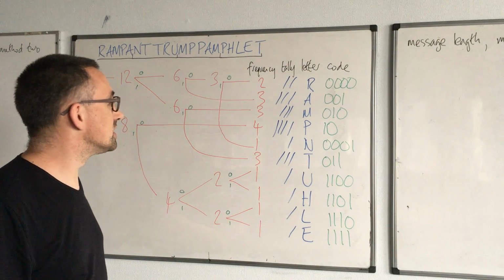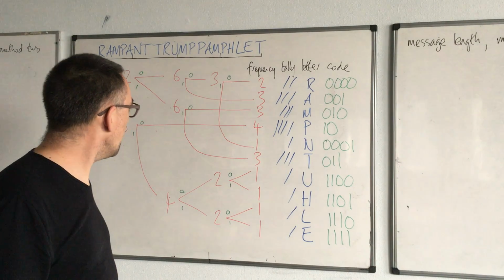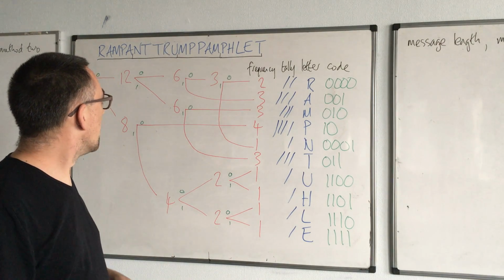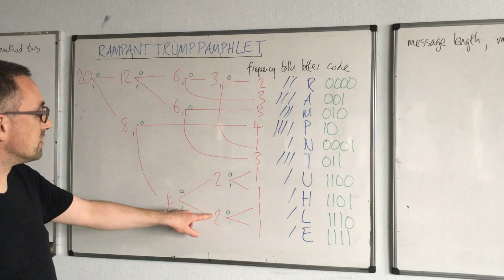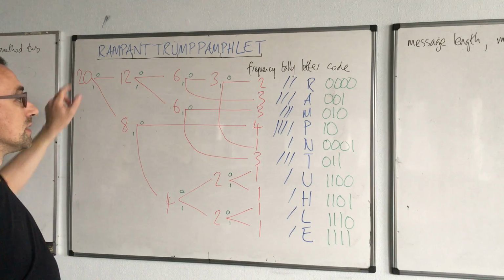So we've constructed a Huffman coding for this problem. It's of course not the only correct answer, but any correct answer will always produce this sequence of numbers: 2, 2, 3, 4, 6, 6, 8, 12, 20.